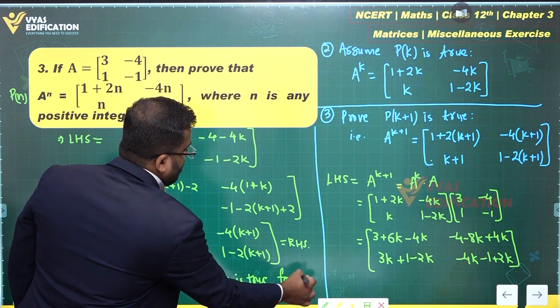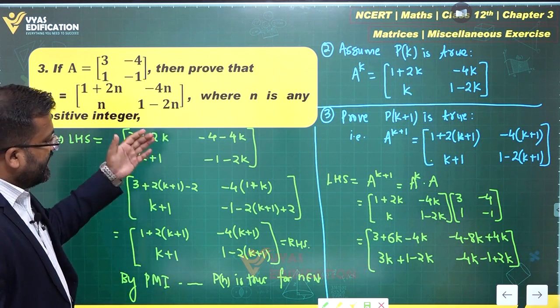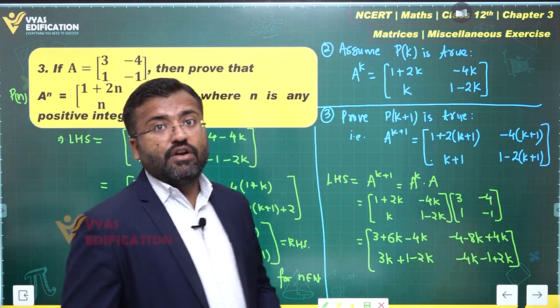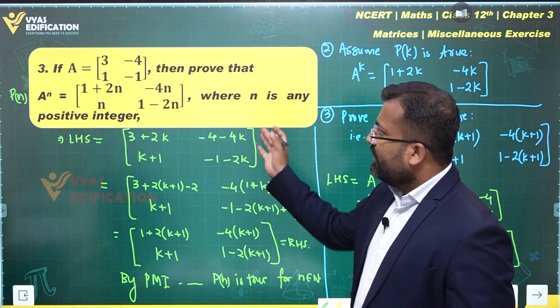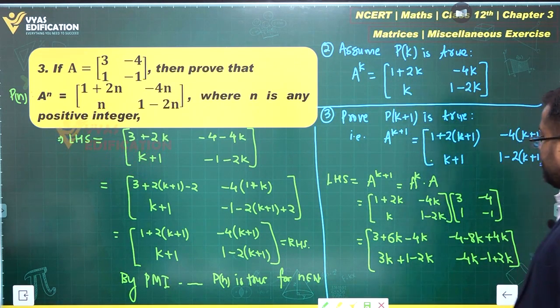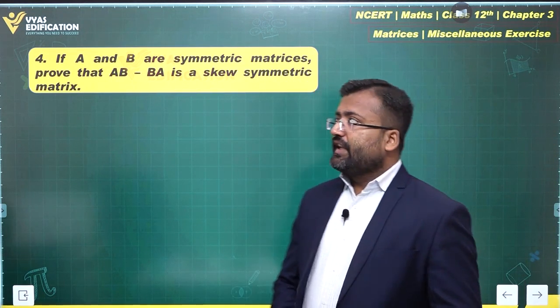for n belongs to natural. By principle of mathematical induction, you can say that Pn is true for n belongs to natural. Those are the 3 steps that we follow for proving such kinds of identities, such kinds of equations using principle of mathematical induction, right? That is all for this question over here. Let's discuss this question next.